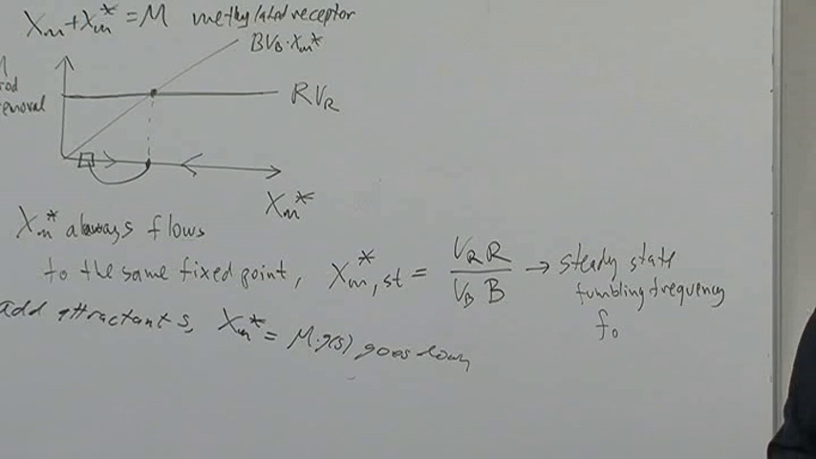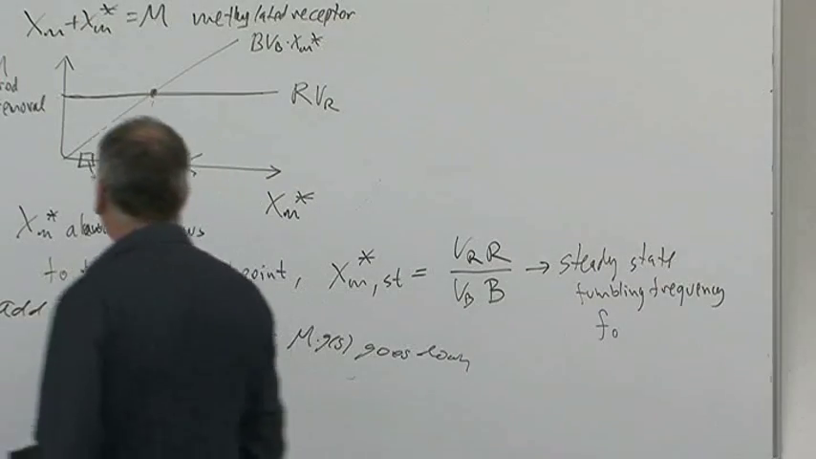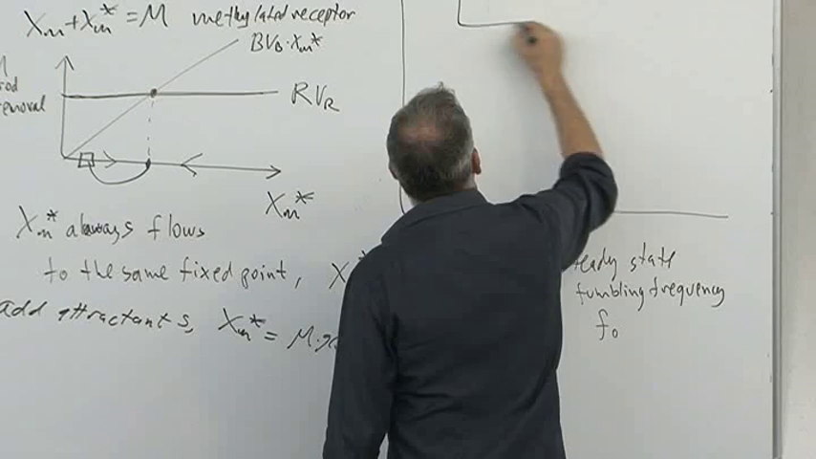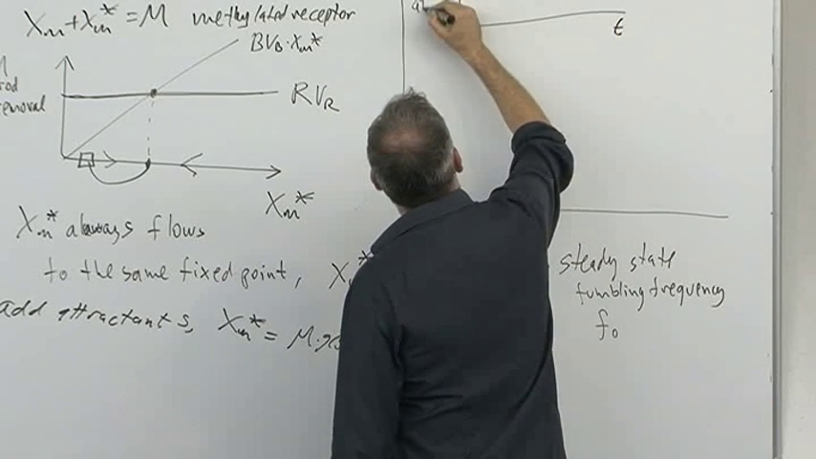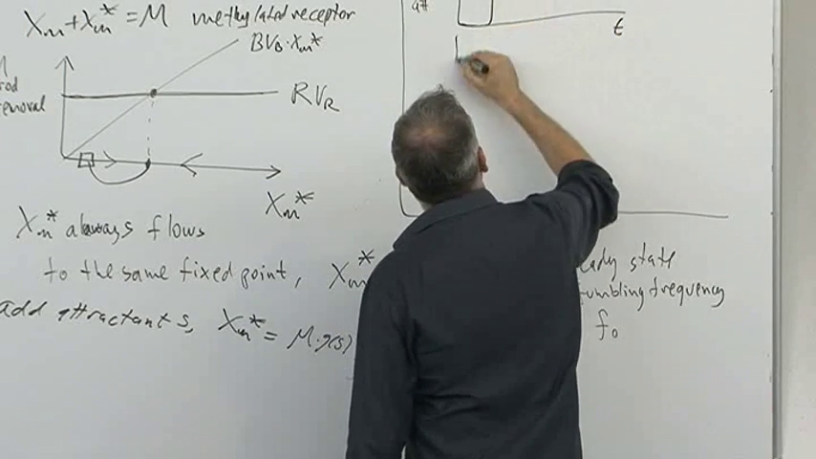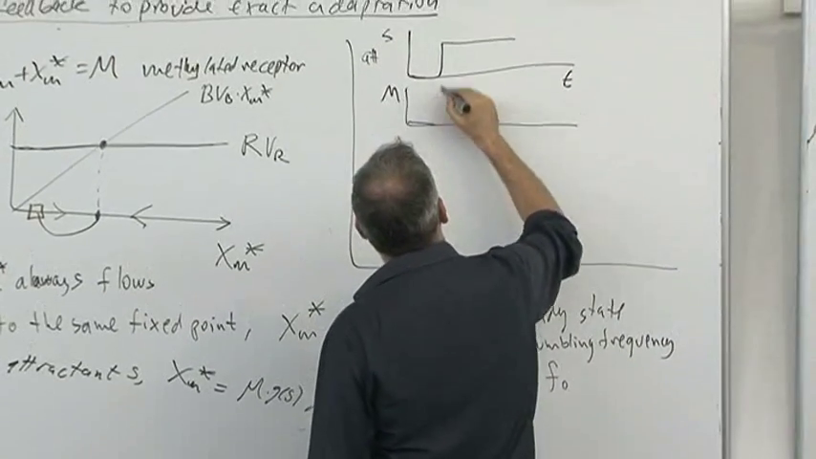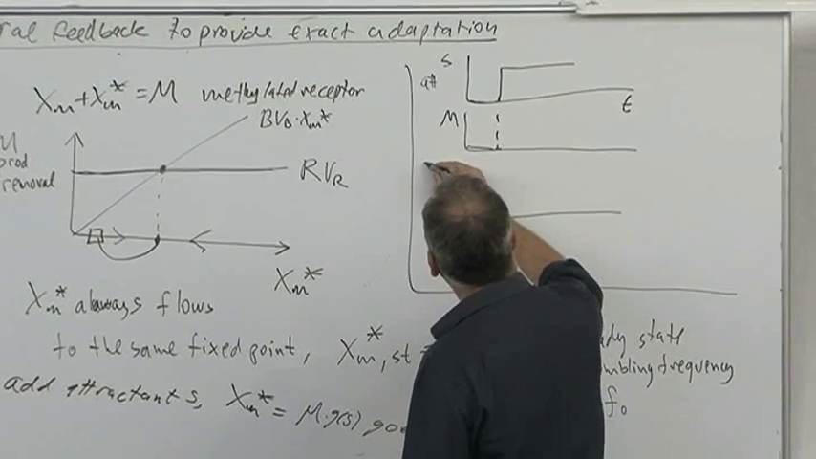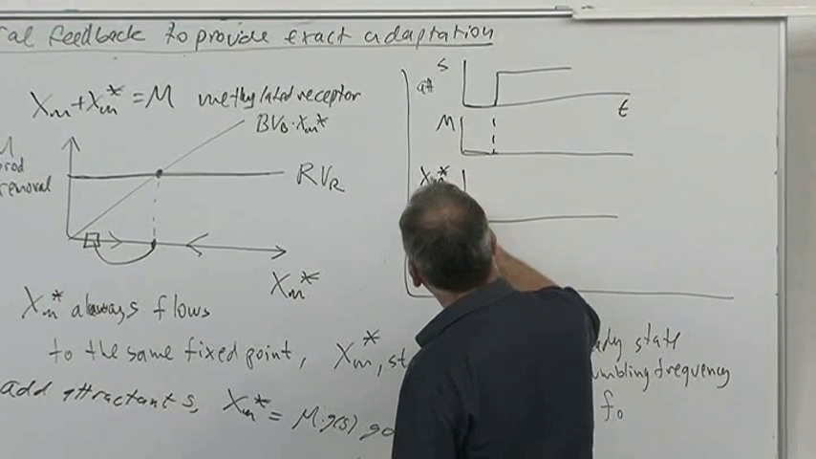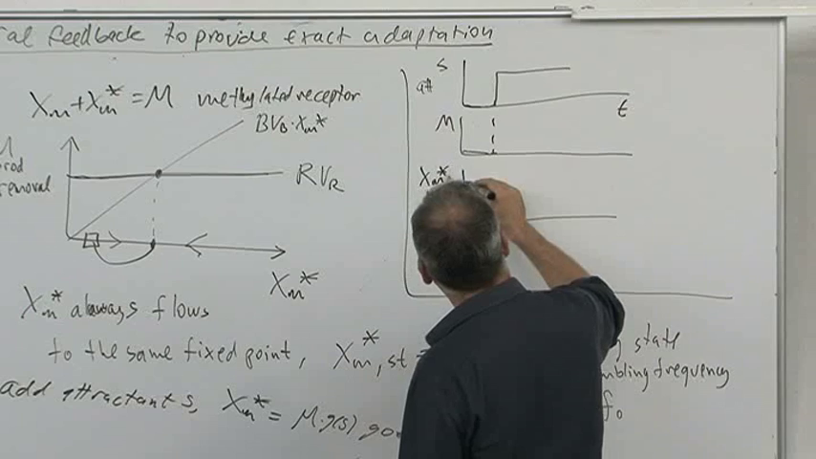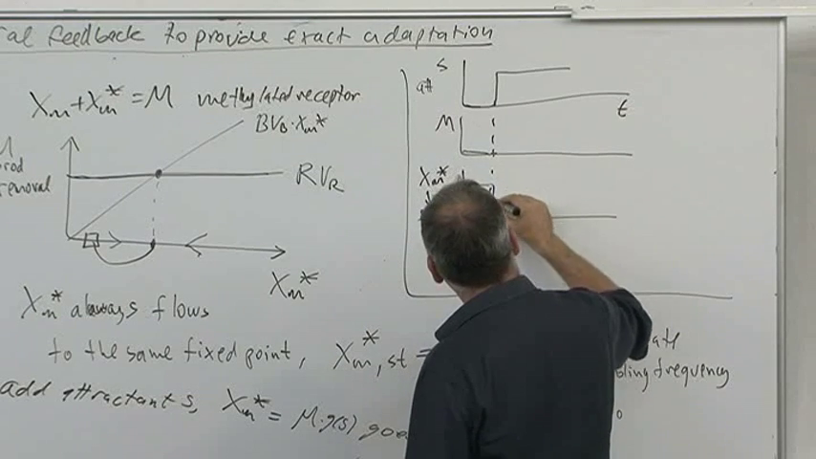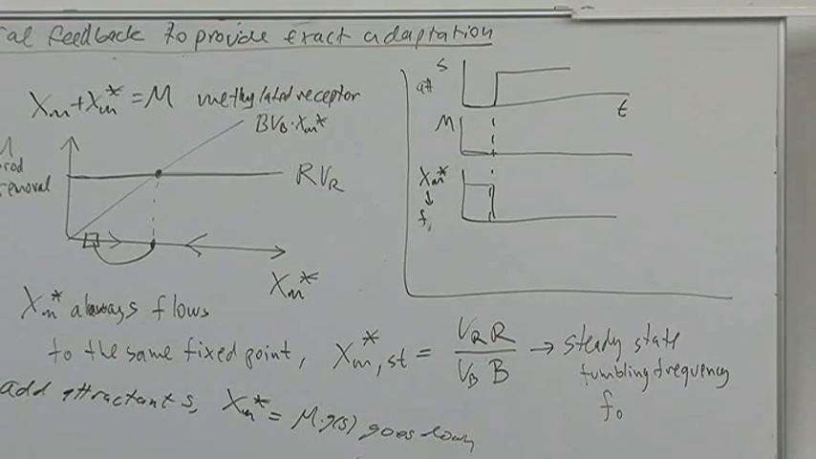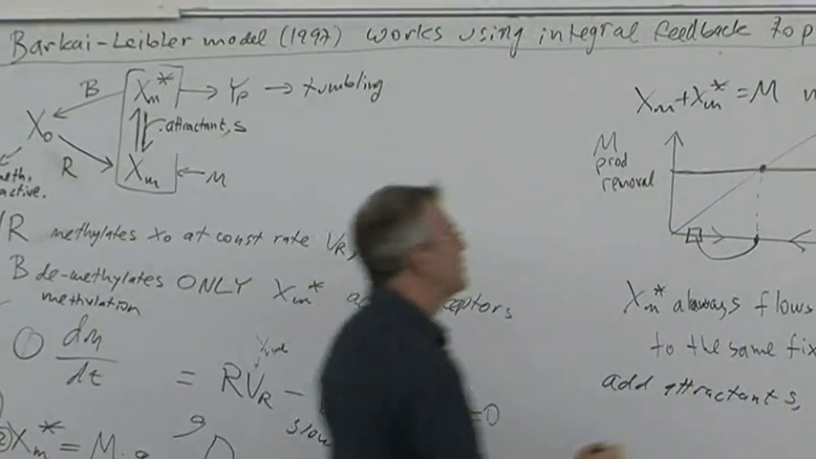So if I plot the input signal, attractant, and methylation, let's put it this way. The output, XM star, which goes into the tumbling frequency, goes down because of this equation. Let's call this equation 1 and equation 2. So this is equation 2.